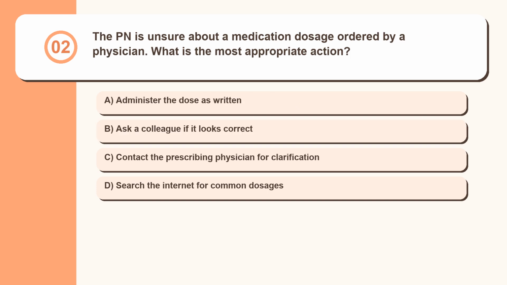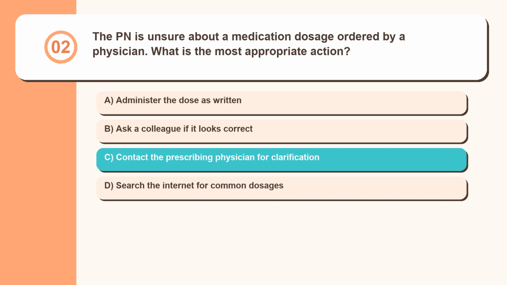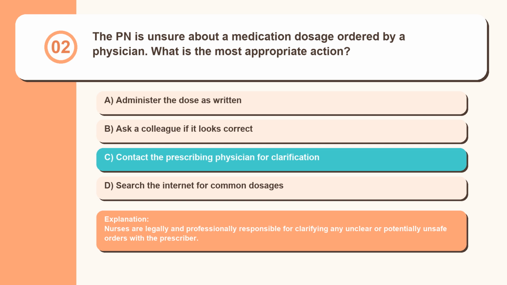Question 2. The PN is unsure about a medication dosage ordered by a physician. What is the most appropriate action? Administer the dose as written. Ask a colleague if it looks correct. Contact the prescribing physician for clarification. Search the internet for common dosages. Nurses are legally and professionally responsible for clarifying any unclear or potentially unsafe orders with the prescriber.